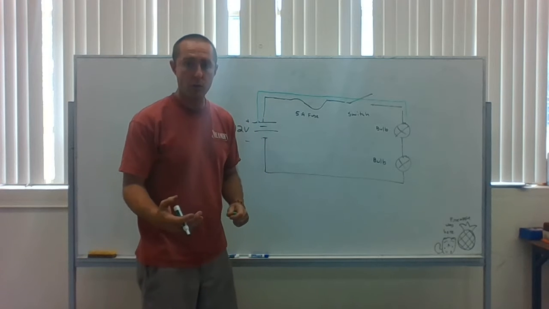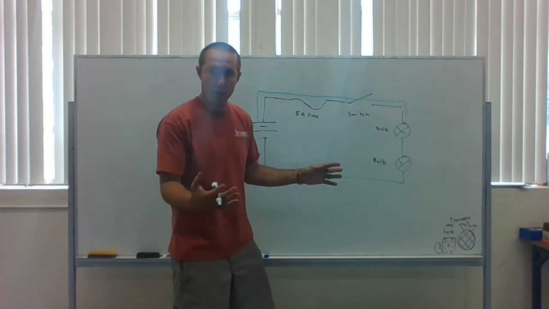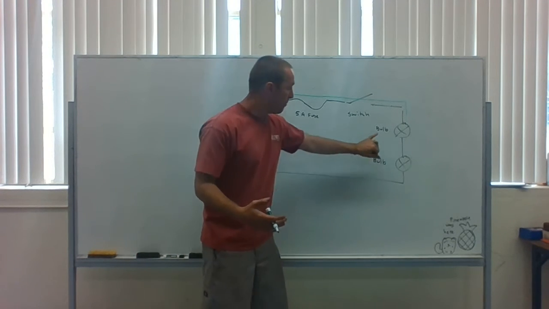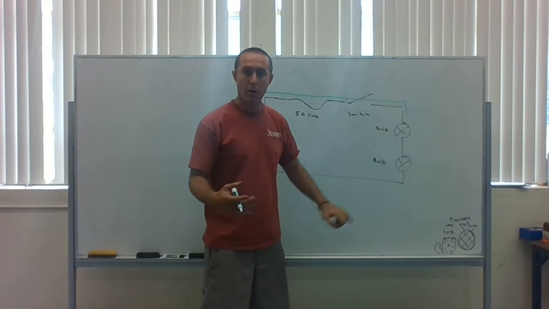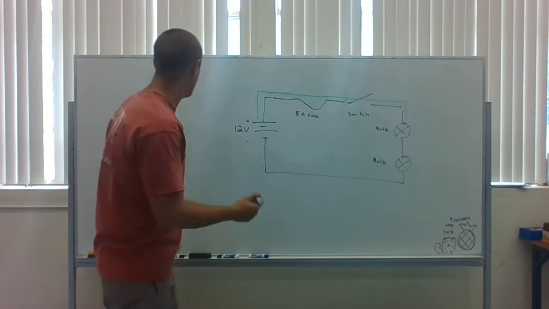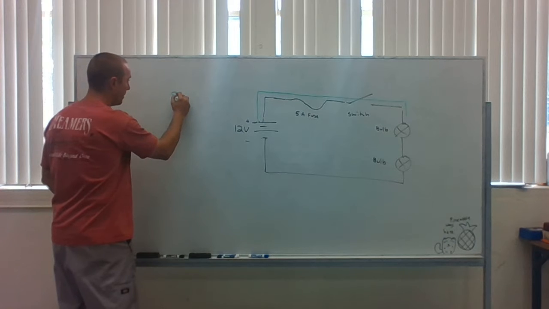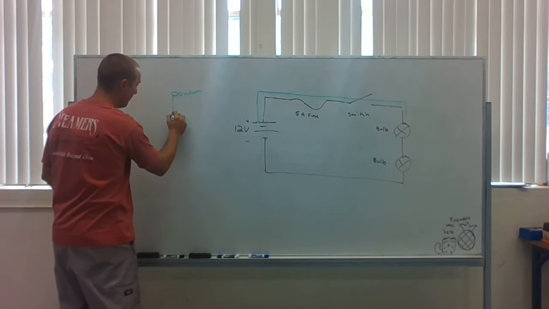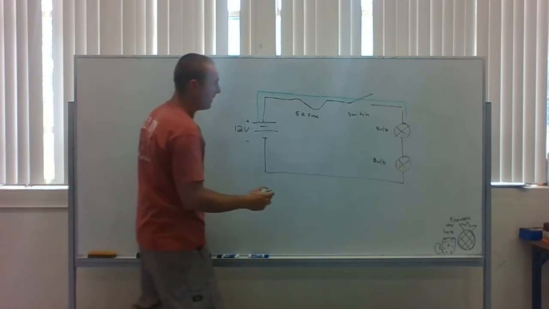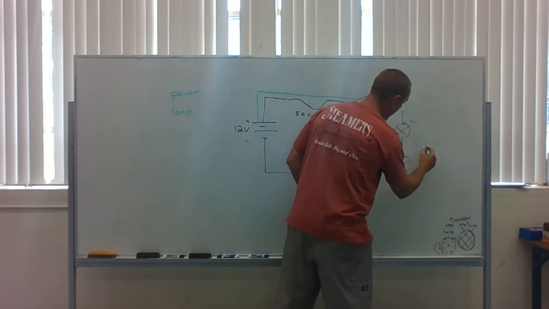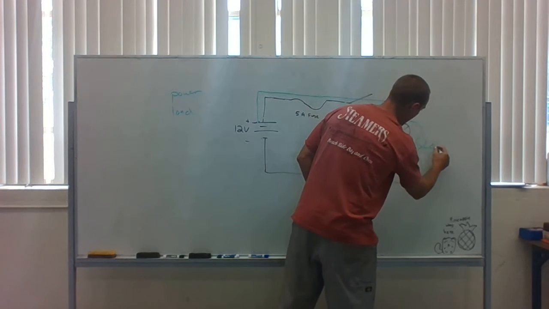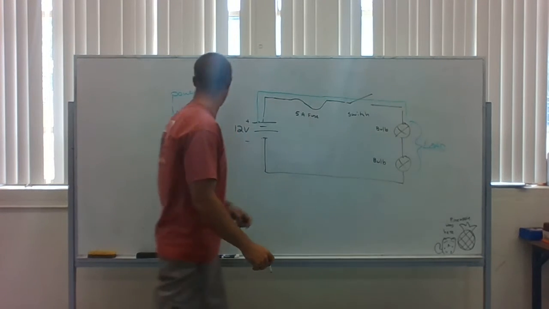Then we're gonna get to, in this case, this is our simple circuit we're working on now, our bulbs. Our bulbs are gonna be our load. So we have power, we have load. That's gonna be this section of our circuit right here. And then the final is our ground path.